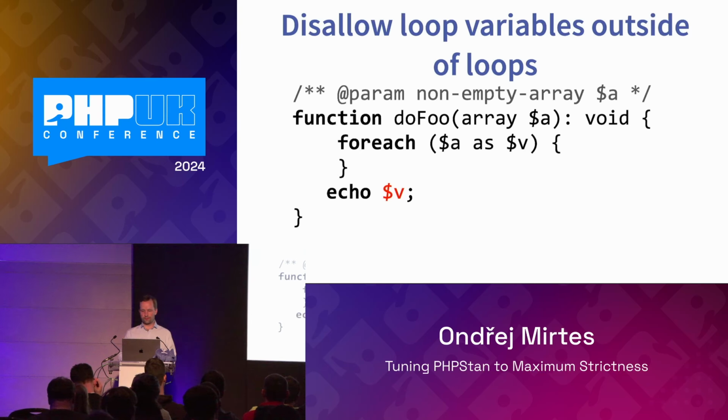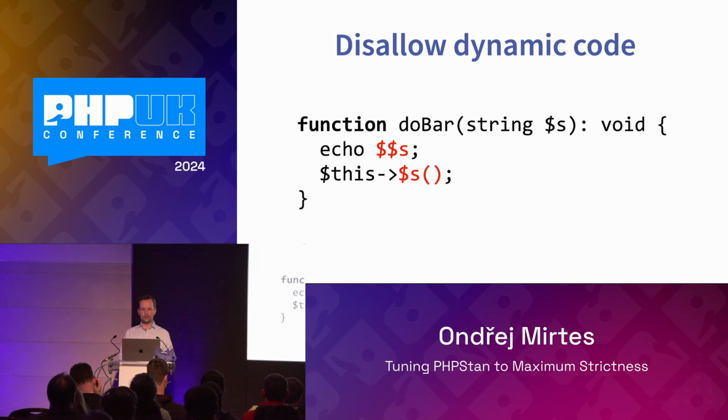Another thing that strict rules will discourage you to do is doing dynamic code like this. So PHP allows you to use variables in places that you might not expect. So you can access variables dynamically by their name if you use $$s. So this will access a variable whose name is in $s, which is a little bit surprising. And static analysis cannot have any idea what variable you just accessed. So that's kind of dangerous code.